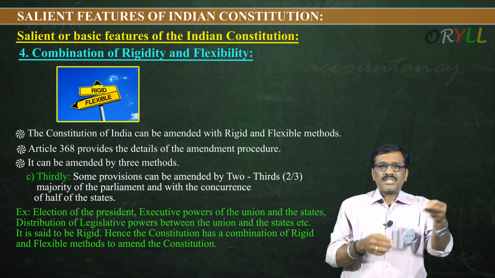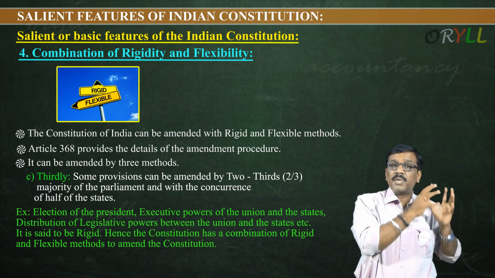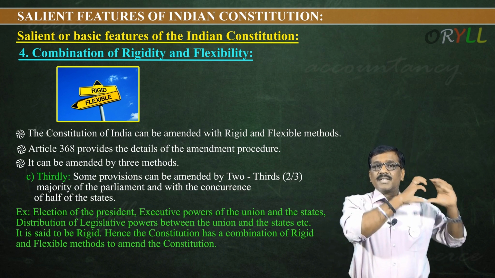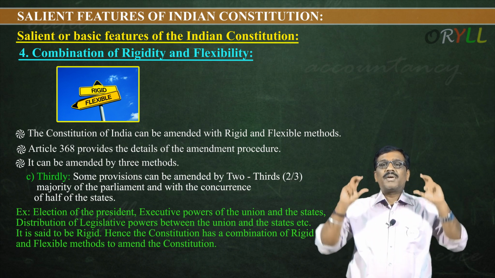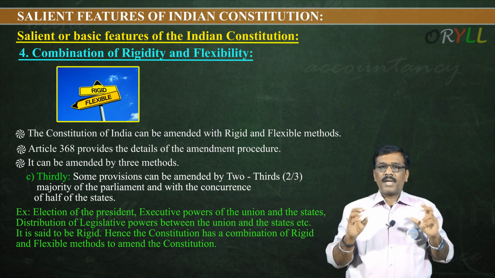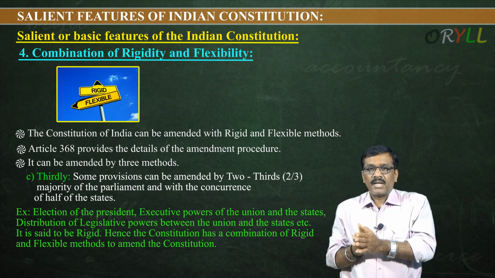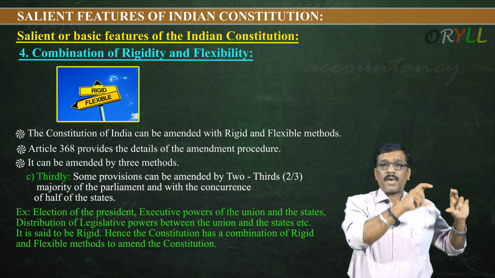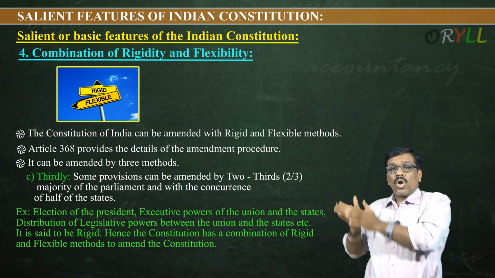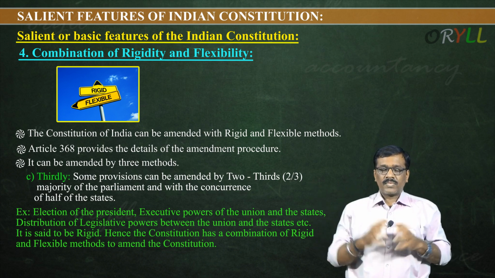See, when we discuss these three ways of amendment, the major difference between the second and third is, in the second, that is a quasi-rigid amendment, you should have a 2/3 majority of the parliament to make any changes to the constitution. Whereas in the third method, in addition to this 2/3 majority of the parliament, you should also have the concurrence of half of the state legislative assemblies. That's the difference.